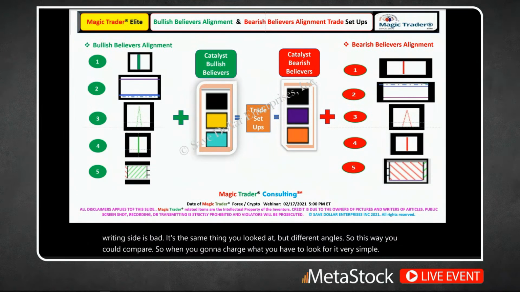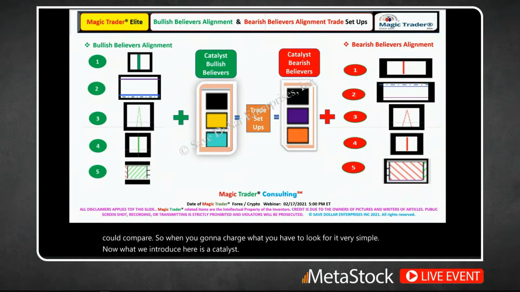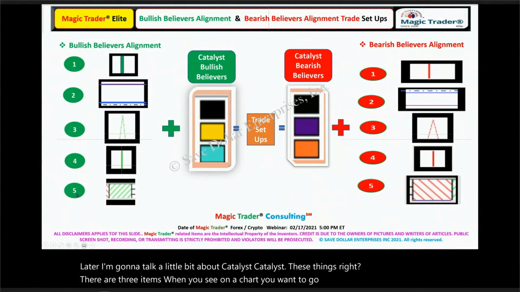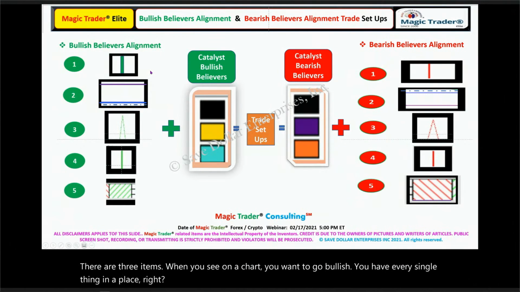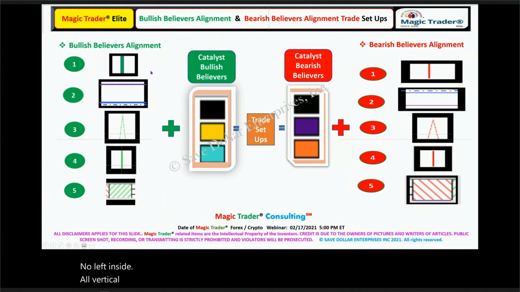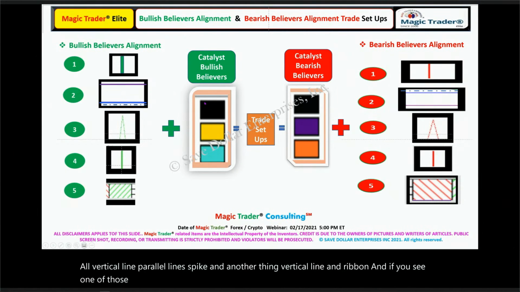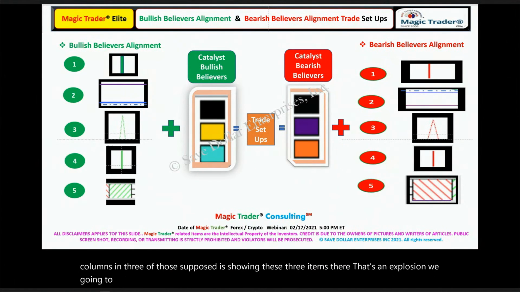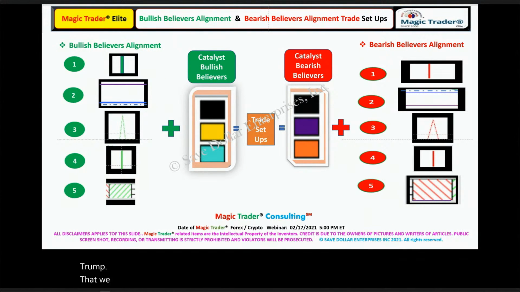Now, what we introduce here is a catalyst. Later on, I'm going to talk a little bit more about catalysts. There are 3 items. When you see on a chart that you want to go bullish, you have every single thing in place, right? On the left-hand side: the vertical line, parallel lines, spike, another thin vertical line, and ribbon. And if you see one of those, or sometimes 3 of those, how do you see them? In Explorer, there are 12 columns, and suppose they're showing these 3 items there. That's an explosion. We're going to the moon. That's how you feel at that time. And people use that phrase in our alert room, that we are going to the moon, because there are catalysts.